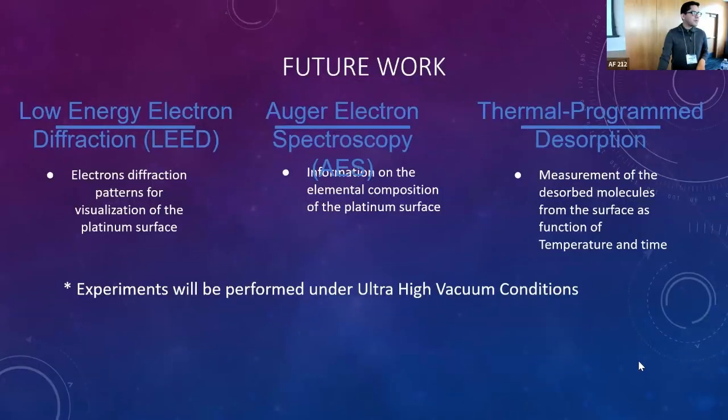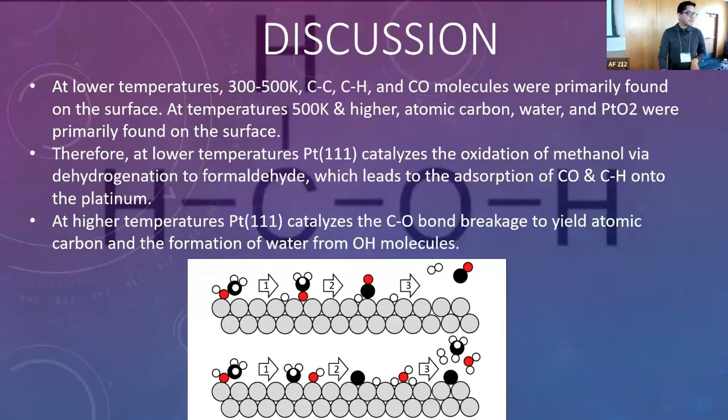So for the future, we want to conduct these three experiments here at Chapman. We want to do low energy electron diffraction, which is going to give us a 2D picture of the actual platinum structure. We want to do Auger electron spectroscopy, which is pretty much XPS, which I was talking about, but this one can be applied in ultra high vacuum conditions, around 10 to the negative 10 torr. And then temperature programmed desorption, which is going to be pretty important because it gives us the opportunity to analyze the molecules that are being released from the surface.